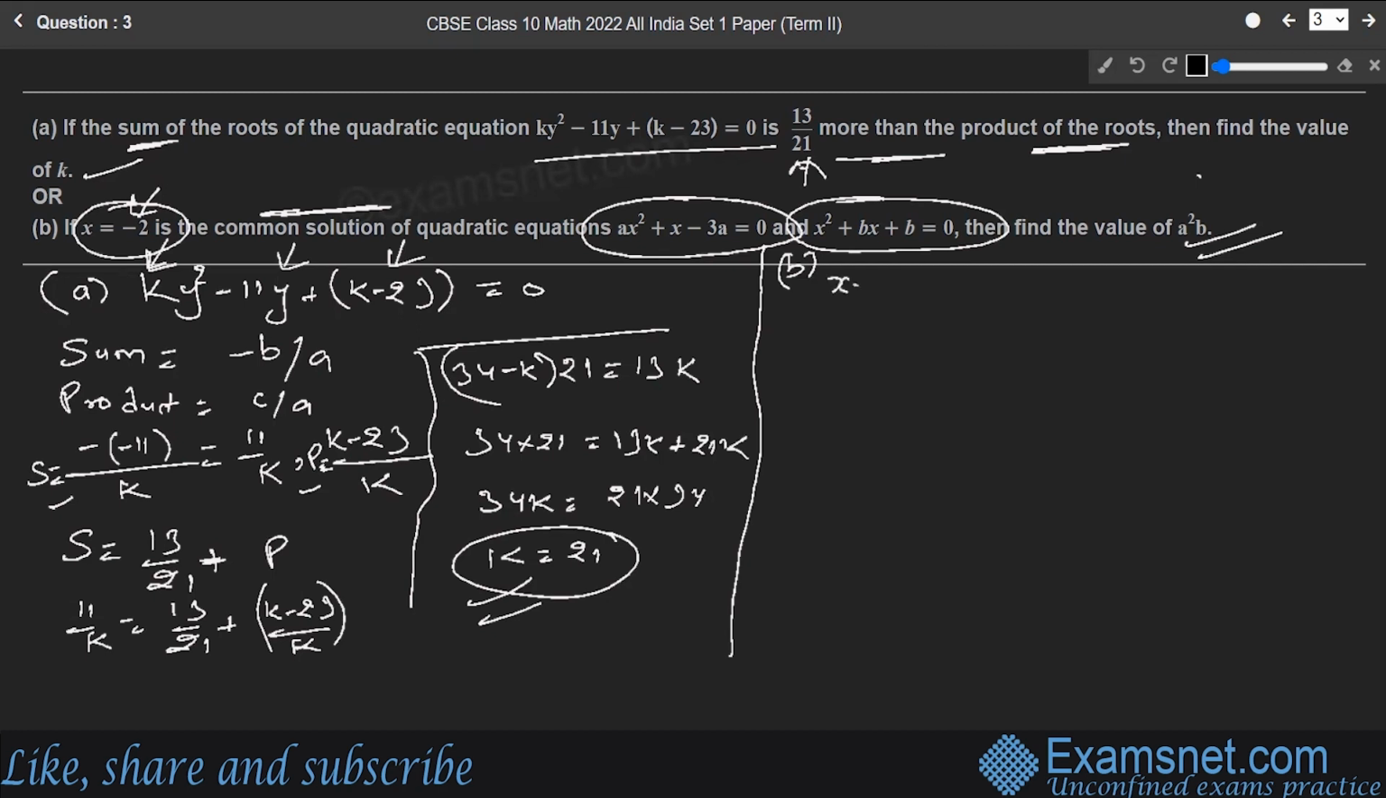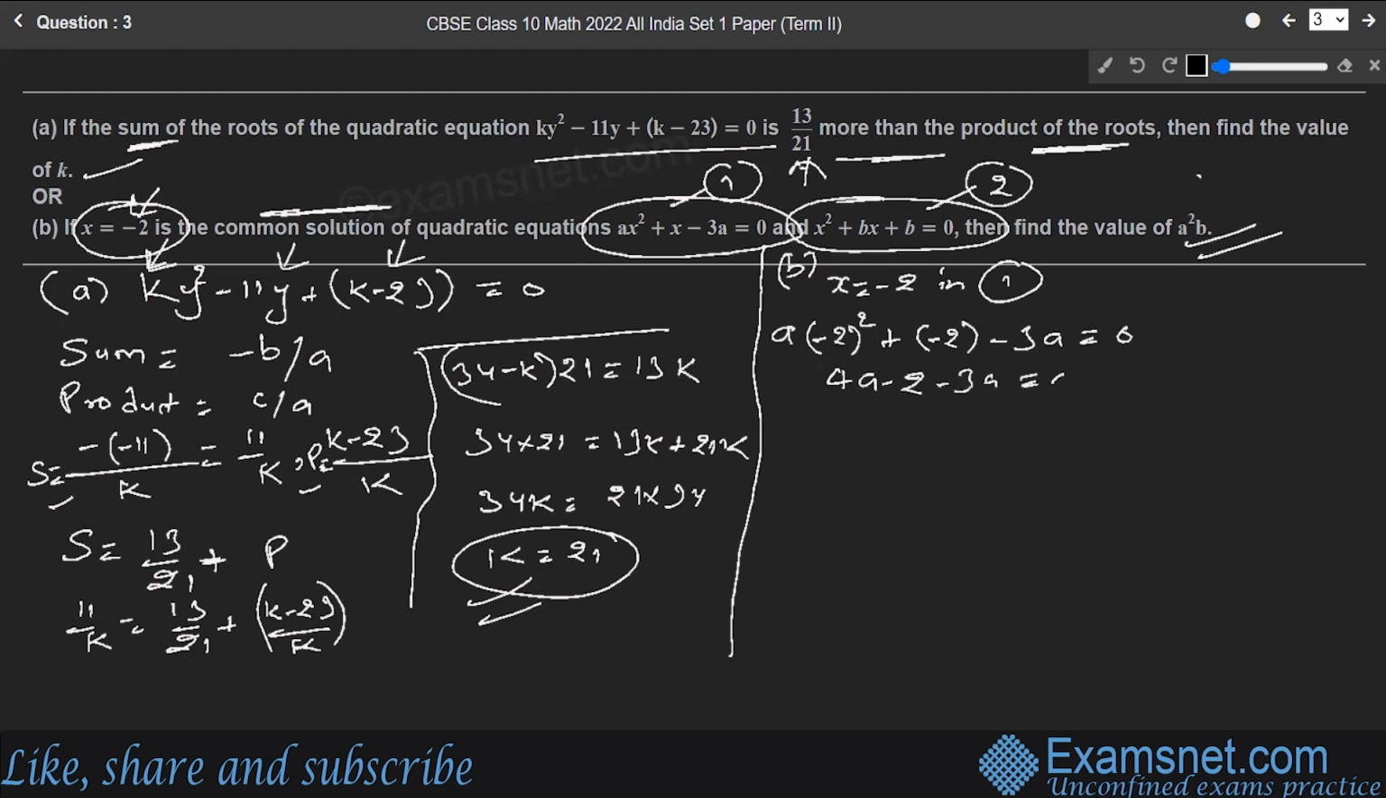So let us put x equal to minus 2 in the first equation. Let me name this as the first equation, and this as the second equation. So x equal to minus 2, let us put in equation number 1. It should satisfy. If I put x equal to minus 2, then I'm going to get a times (minus 2) whole square plus x as minus 2 minus 3a has to be 0. If I further solve this, this gives me 4a minus 2 minus 3a equal to 0, which gives me a value as 2. So by putting the x equal to minus 2 value in equation number 1, I am getting the a value as 2.